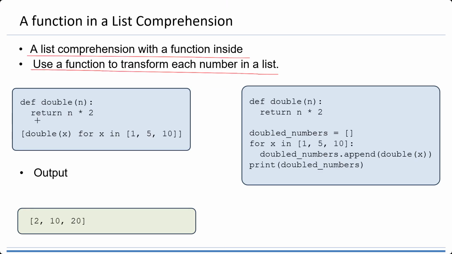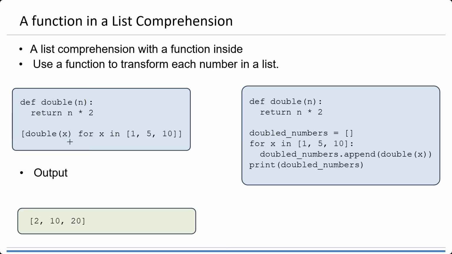Now you have this function. You have the def, which is used to make a function, and this is the function double. We have one parameter, n. The parameter here will be the number that you will transform. So in this case, n is multiplied by 2.